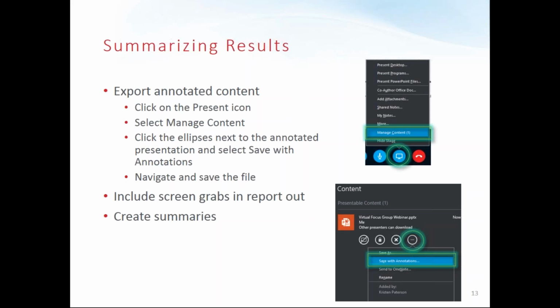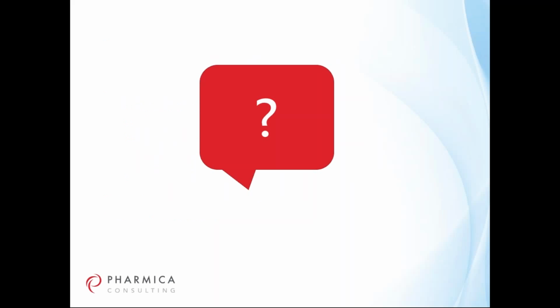You click on manage content, and then you click on the ellipsis in the second image here. You'll see the ellipsis, and then you just save that file with annotations. It exports it as an XPS file, which is Microsoft's version of a PDF file. And then, like I said, you can just grab those screen grabs and put them in a PowerPoint presentation and create some summaries and boxes around that. And that's pretty much the virtual focus group in a nutshell.